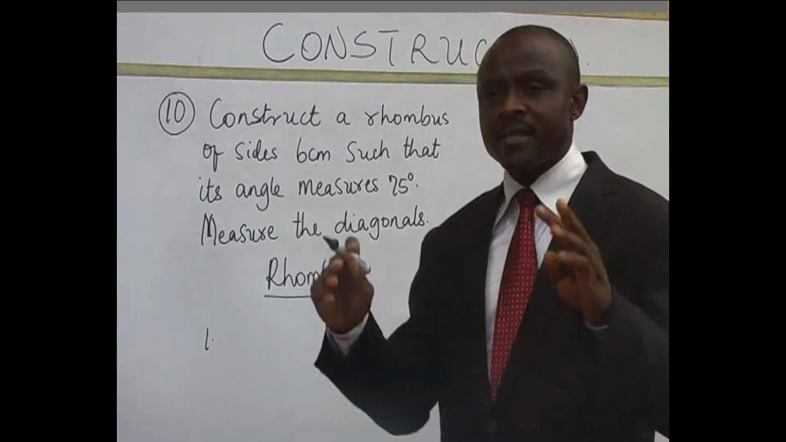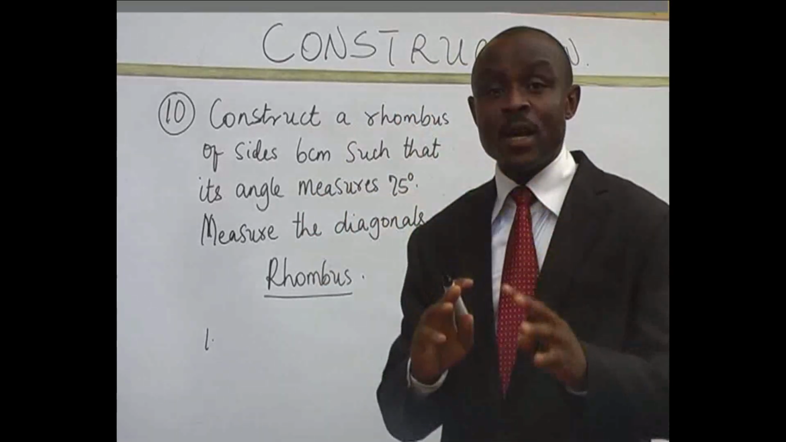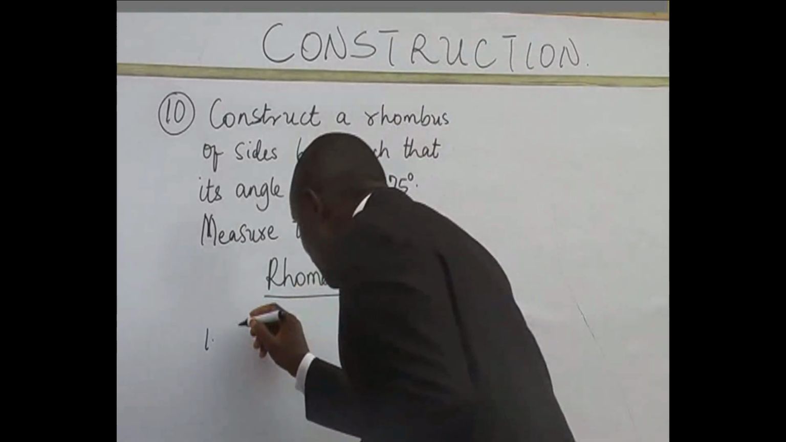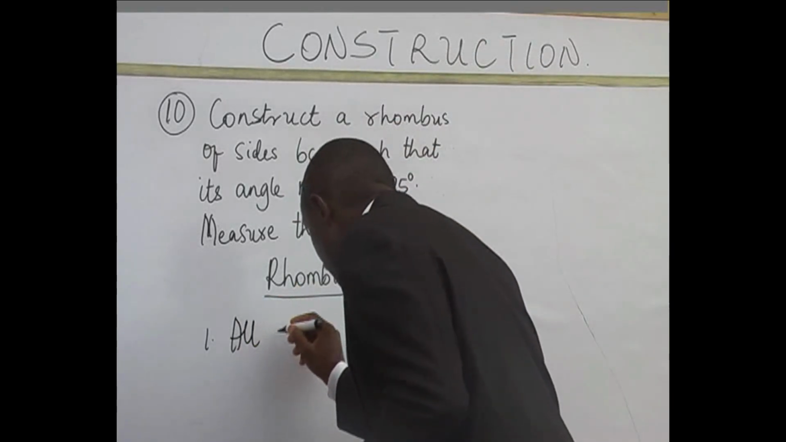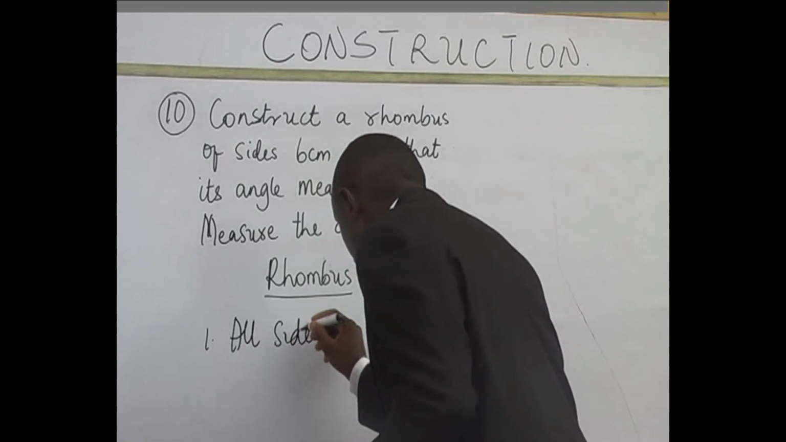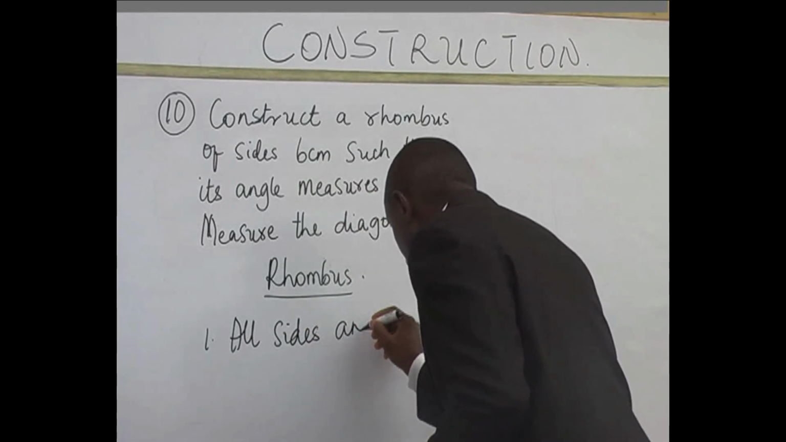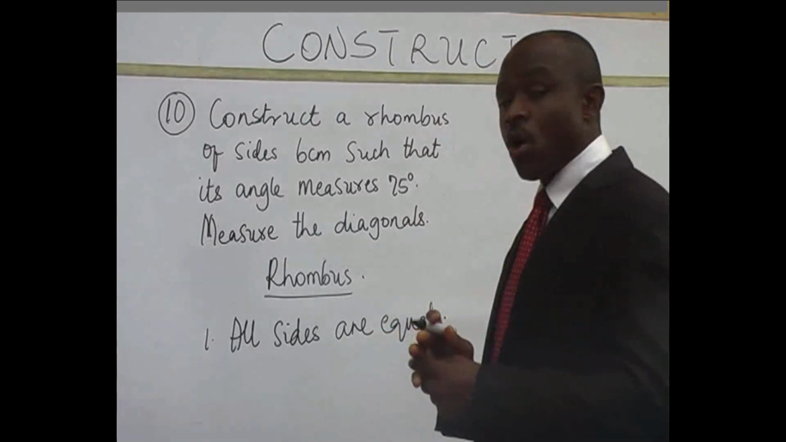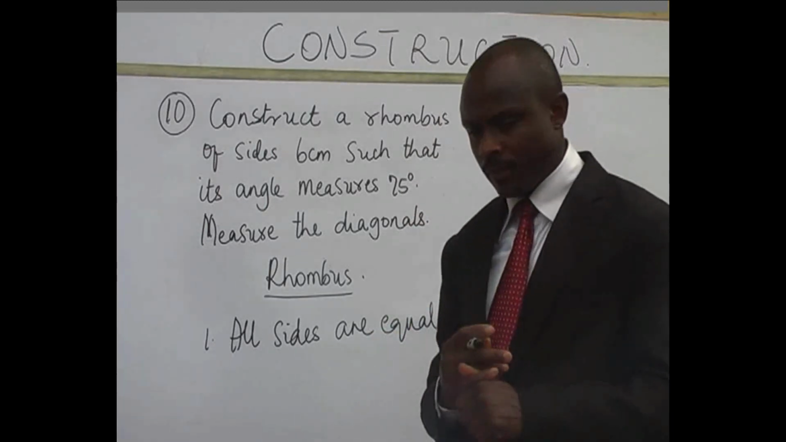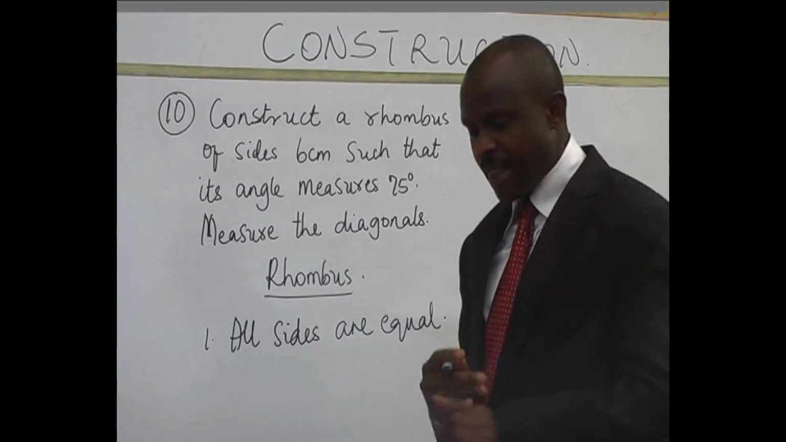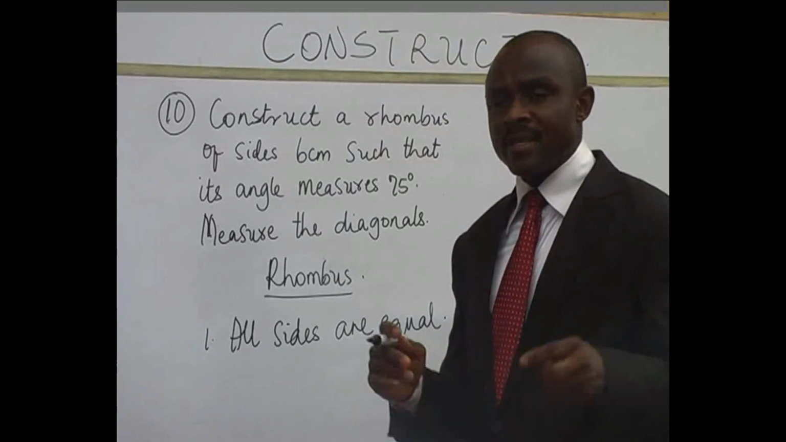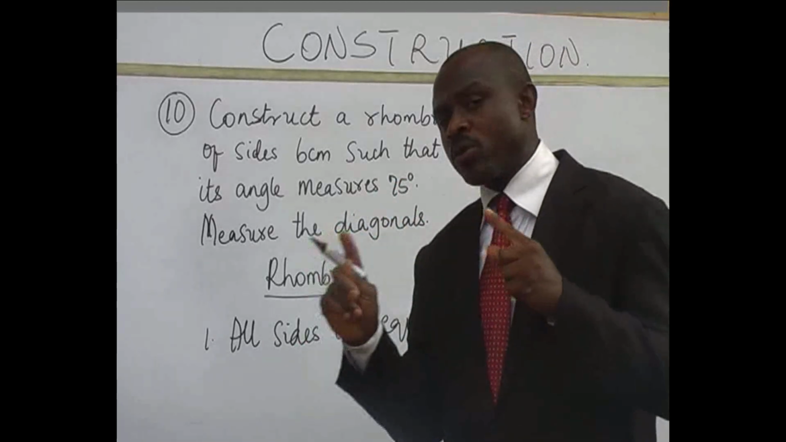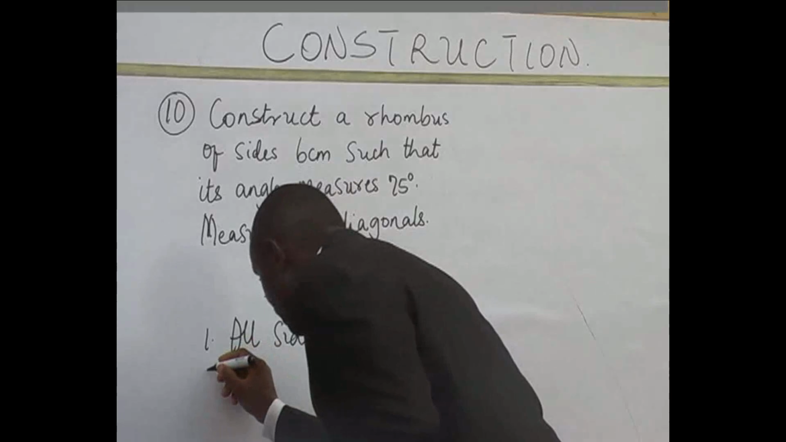a rhombus has all its sides equal to themselves, just like a square. All sides are equal. That is one of the properties of a rhombus. After that, a rhombus has its opposite angles equal to themselves. Its opposite angles are equal.